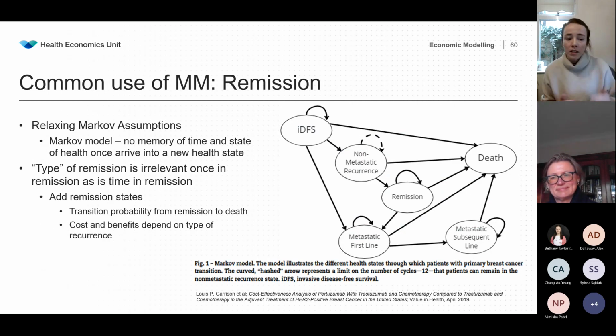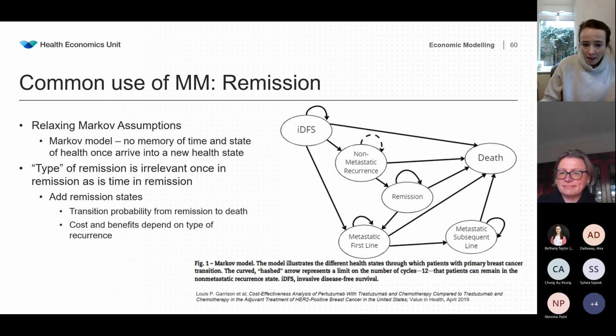So some common uses of Markov model. One of the most common ones you're going to see is for cancer. If you relax some aspects of the Markov assumption by creating some additional states called remission states, you can model the transition probabilities from remission to death, like so.